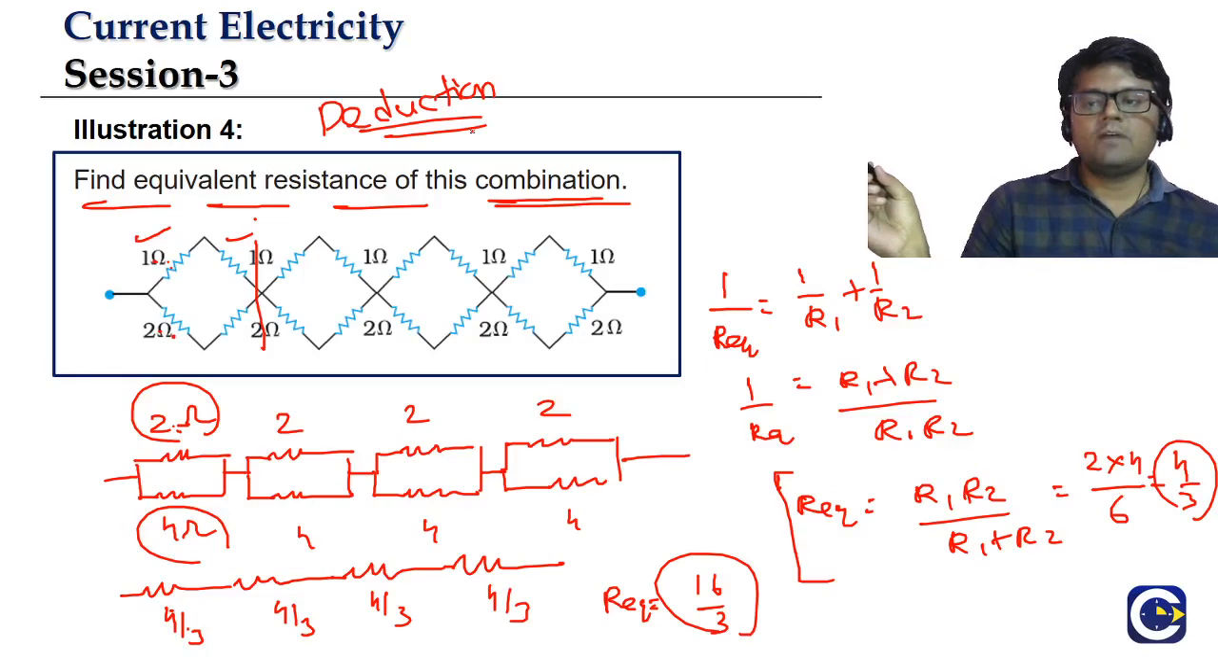Fine. So a good number of us are able to get the answers anyway. What is the answer, guys? It will be 16 by 3 ohms.